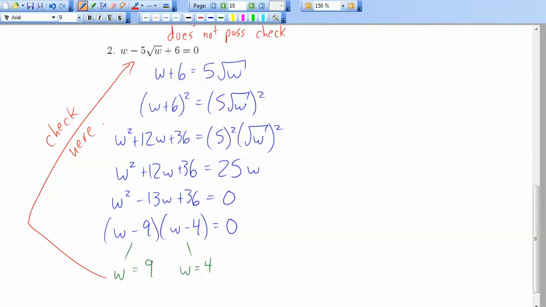Well, if we plug in w equals 9, we get 9 minus 5 times the root of 9, so minus 5 times 3. So 9 minus 15 is -6, plus 6 is 0. So w equals 9 passes the check. And if I take w equals 4, I get 4 minus 5 times root of 4, so 5 times 2. So we've got 4 minus 10 plus 6. Well, look at that. They both pass the check. So here we've got w equals 9 and w equals 4 are solutions.